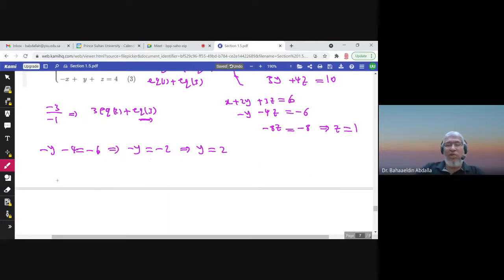Now I go to the original, the first equation, x plus 2y. Y is 2. 2 times 2 is 4 plus 3z. Z is 1, plus 3 equals 6. 3 plus 4, 7. 6 minus 7 is negative 1. So the solution set would be an ordered triple. X is negative 1, the x coordinate, the y coordinate is 2, and the z coordinate is 1.